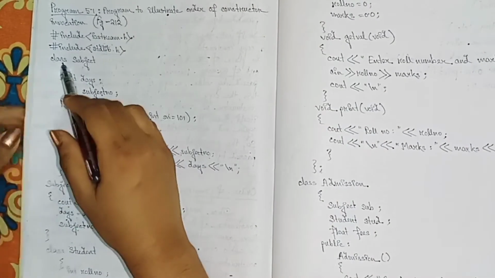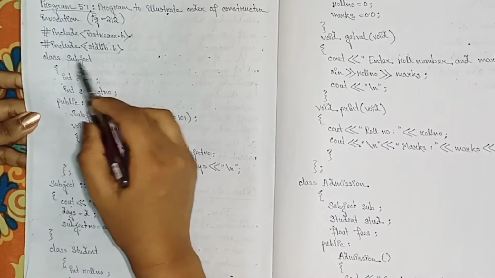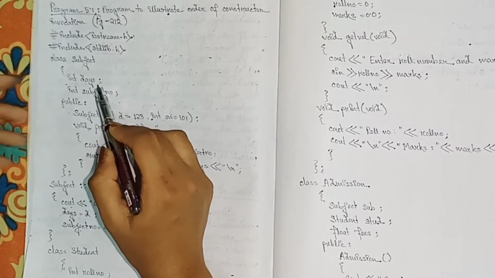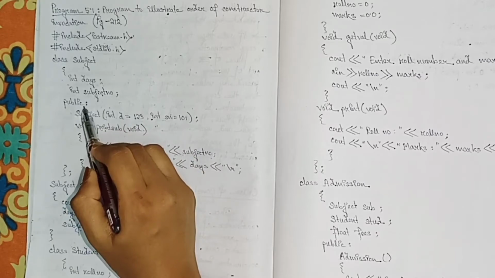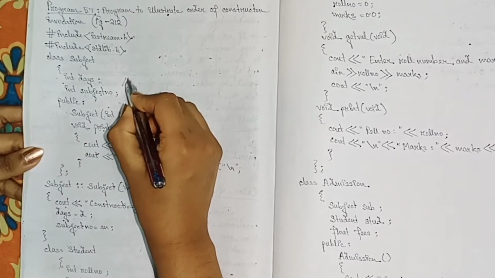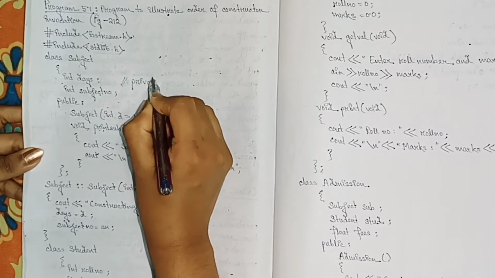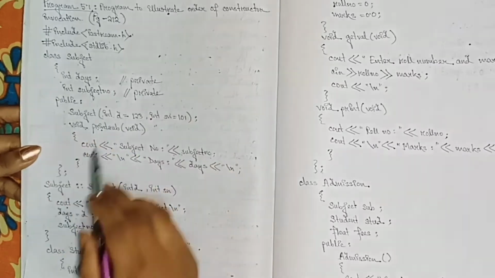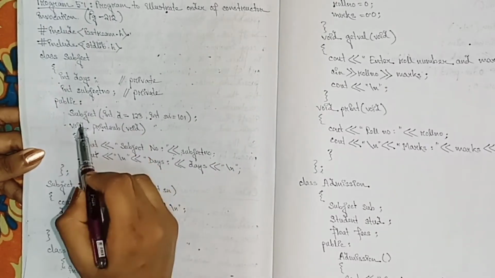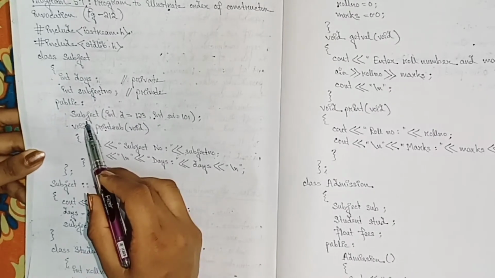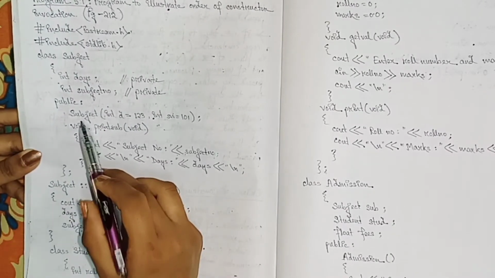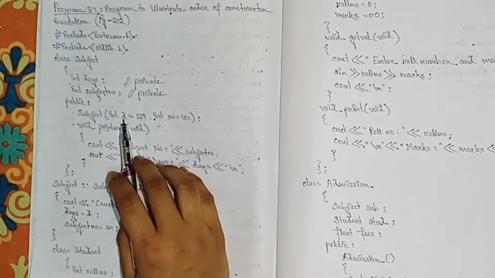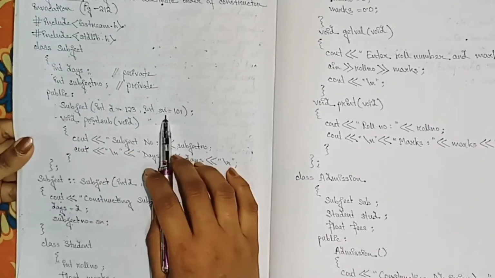So here first you see this is the class Subject. Inside this class Subject we have created two data members, days and subject number. These members are private because they are defined under the private section, that you know. Now under the public section we have defined Subject. This Subject is the same as the name of the class, so this Subject is a constructor, and it is taking two arguments, one is D and another is SN.